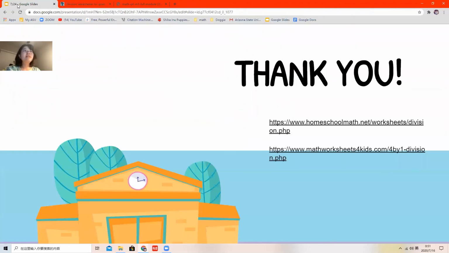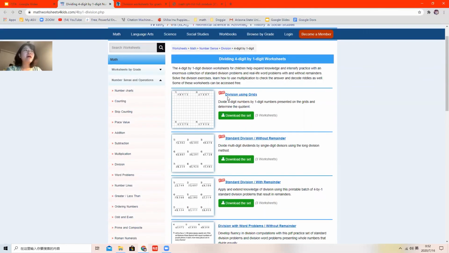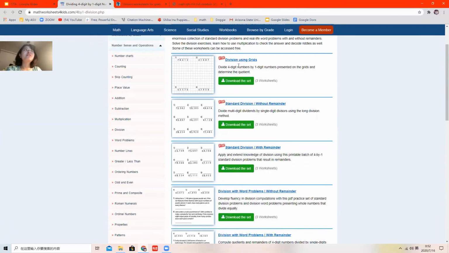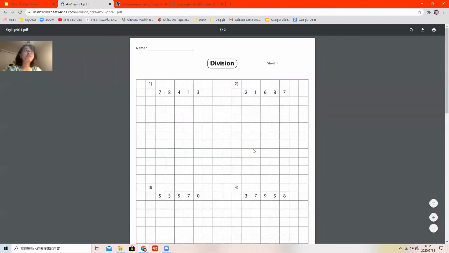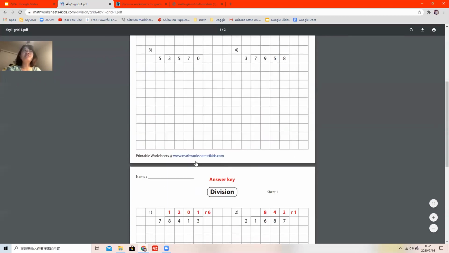Okay, and this one is from a website called Math Worksheets for Kids. And this one gives us division using grids and standard division without remainder, and also standard division with remainder. It also provides multiple types of worksheets for you, and you can choose to print it out, or download it, and it also gives you the answer key, so you can always check your steps and answers.